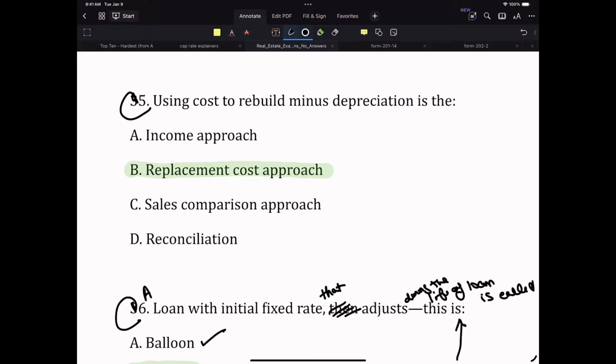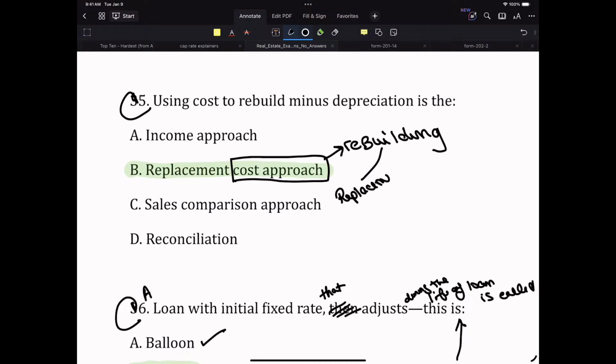But we also know when we're talking about the cost approach and you're rebuilding, there's two words there. There's the replacement, and then there's reproduction. What's the difference between those? One is a replacement rebuild. The other is a reproduction rebuild.